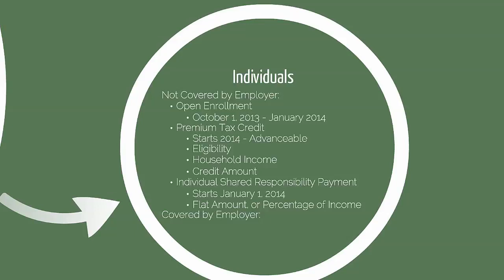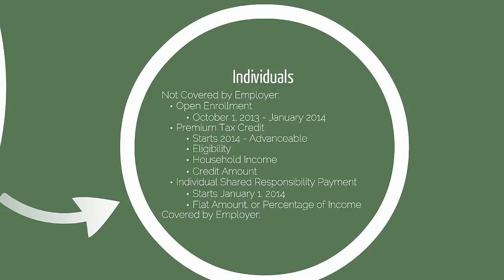1, the flat dollar amount, and 2, the percentage of income amount. Whichever is larger is the amount that you're going to pay. For 2014, we are not going to see a large penalty imposed on people, but in 2015, it's going to increase significantly. Additionally, those without coverage in 2014 are going to be subject to the penalty in 2015, and at that point, it'll be too late to do anything to remove that penalty.